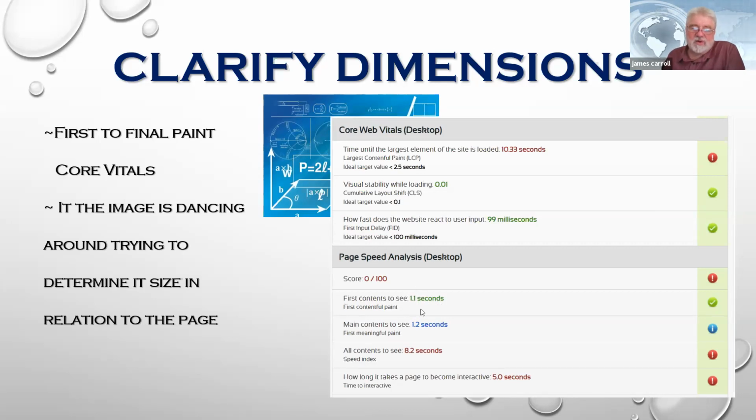So 1.1 seconds was to the first paint. Time to see the main content was 1.2 seconds, but to see all the content was 8.2 seconds. So the difference between 1.1 seconds and 8.2 seconds is one of the major things that's making this site get a 0 ranking in the Core Vitals update. What we're measuring is from first paint to final paint, and that affects your Core Vitals. The images and what is happening, and you've all seen this, you load something on your phone, and we kind of talk about two different things.